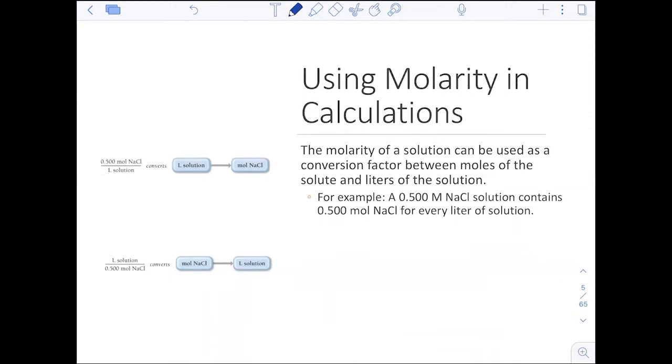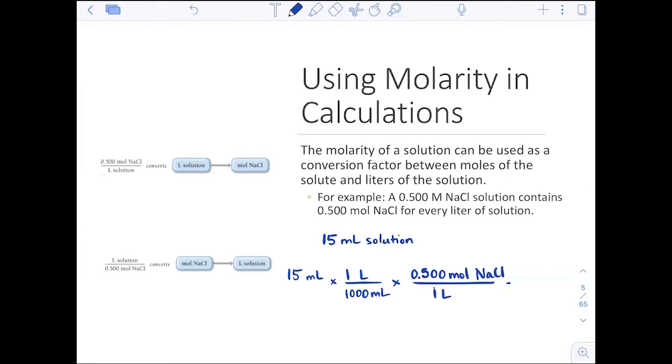So for example, a 0.500 molar sodium chloride solution contains 0.5 moles of NaCl for every 1 liter of solution. If you weigh out, let's say, 15 milliliters of solution, you can find out how many moles are in that sample. What we would want to do is take that 15 milliliters, convert it into liters using our prefix multipliers. You still need to know these. Those will not be given to you. And then we can use molarity to find just the moles of NaCl.